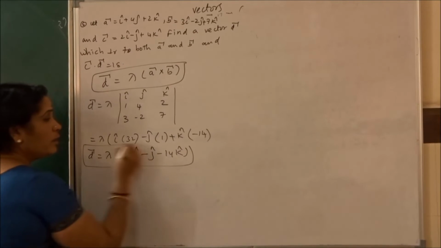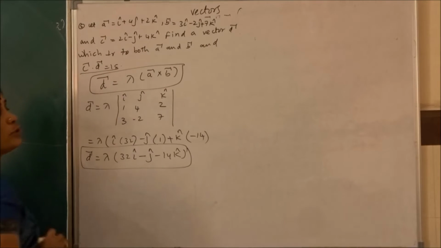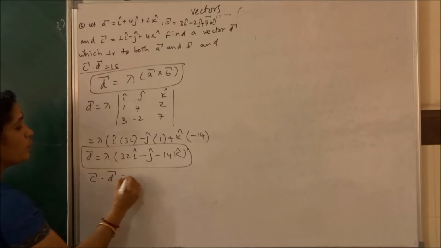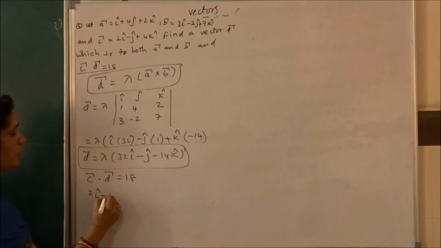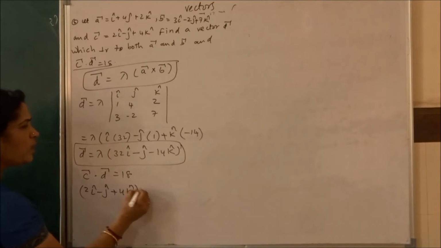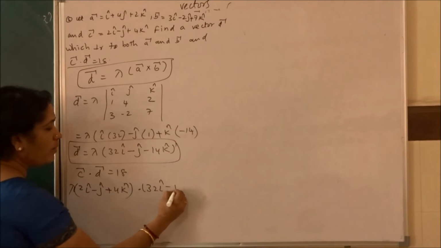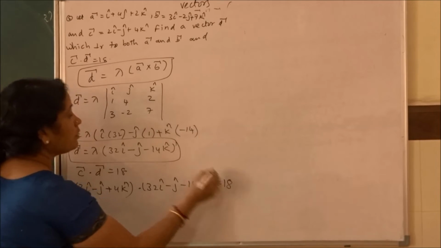Clear to everyone? Now see another condition that they have given, C dot D equal to 18. So what is C, and C dot D vector equal to 18? What is the C vector as per the question? That is 2i minus j plus 4k, dot. I am taking lambda as constant, take out. So that is lambda times (32i minus j minus 14k) equal to what is given here, 18.